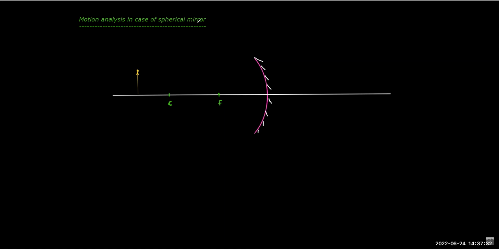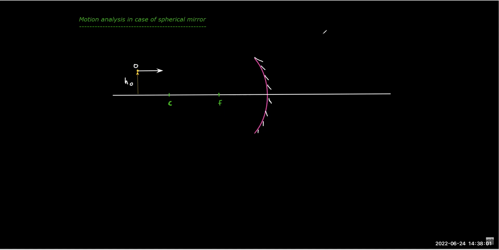So now imagine this object starts moving this way. What will happen? The image will move parallel to the principal axis, or will it move somewhere else and somewhat different? Parallel. If this is the object, the image will never move parallel. That's an interesting fact. Why?